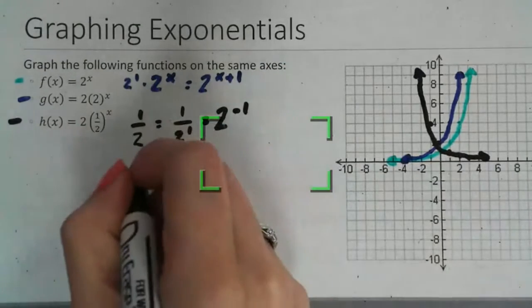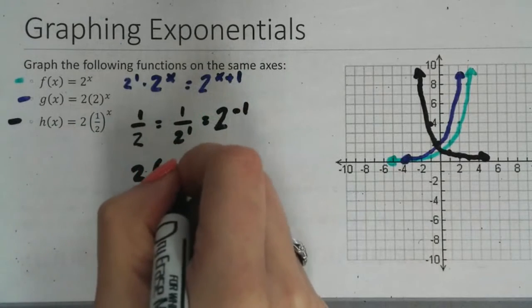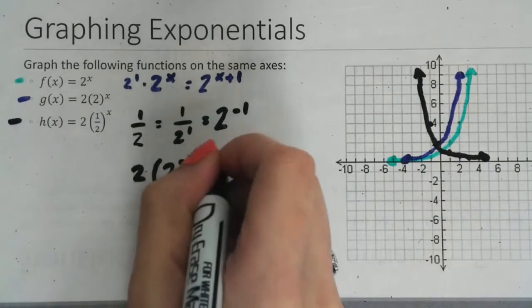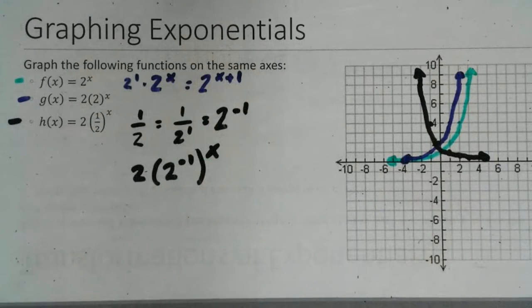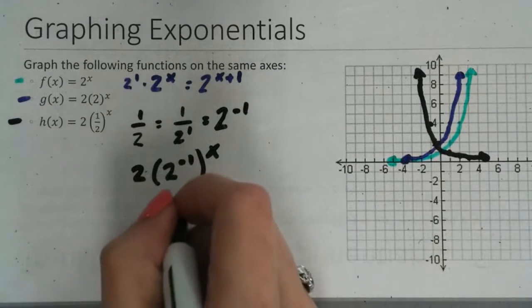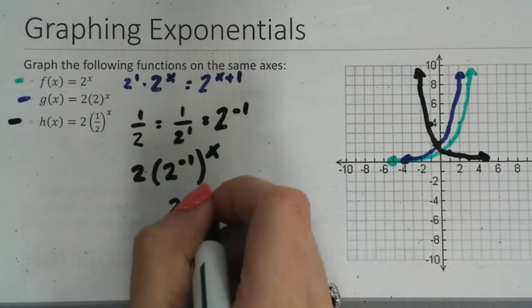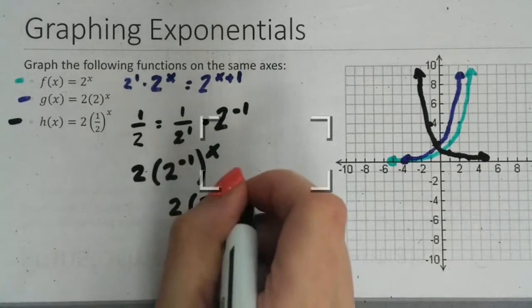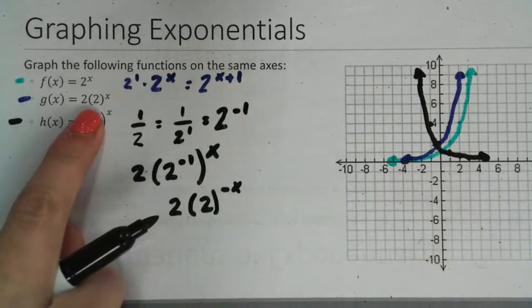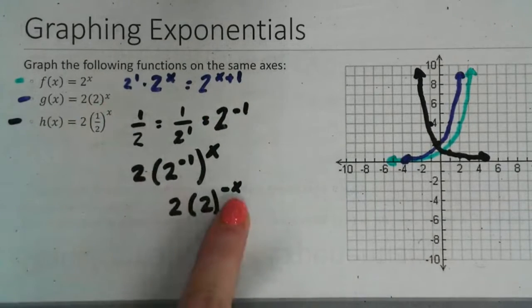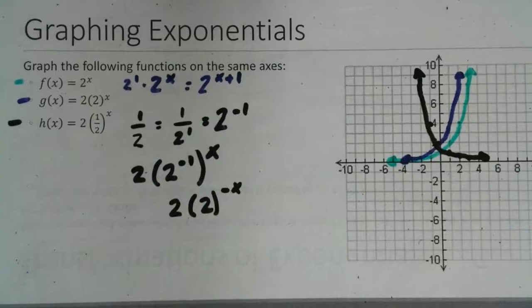So what this function is 2 times 2 to the negative 1 to the x. And when I have a power raised to a power, that's when I multiply them. So this is 2 times 2 raised to the negative x power. You'll notice this is identical to g of x, but I've replaced the x with a negative x. That's what gives us a horizontal reflection, and that reflects it over the y-axis.